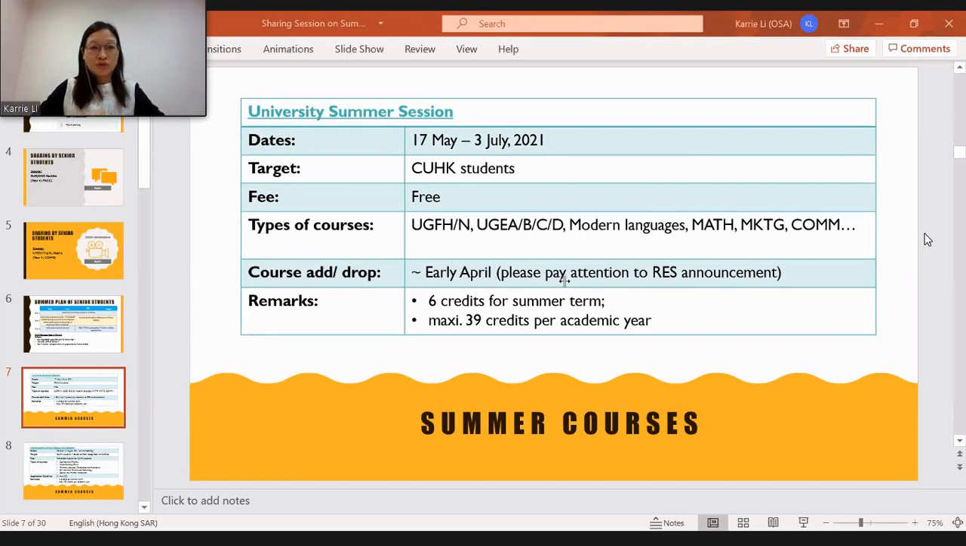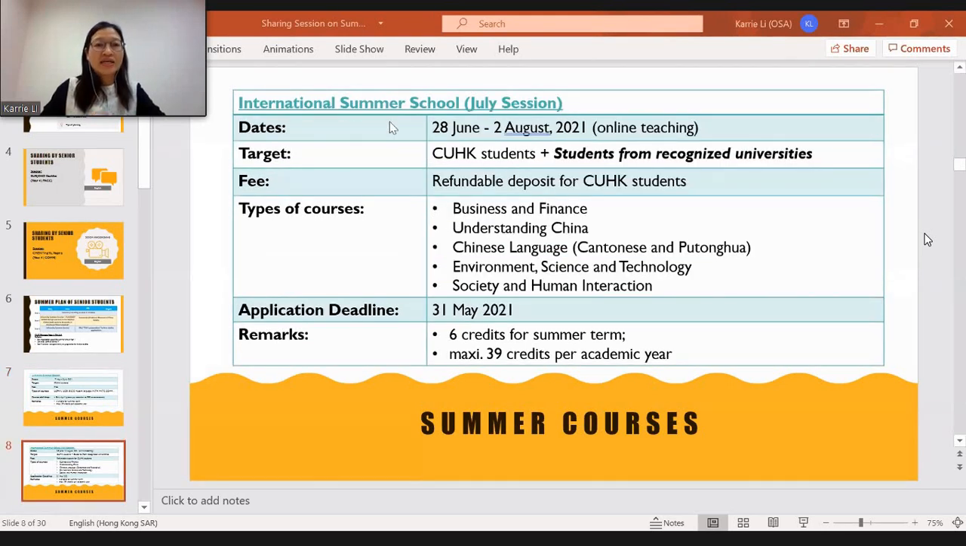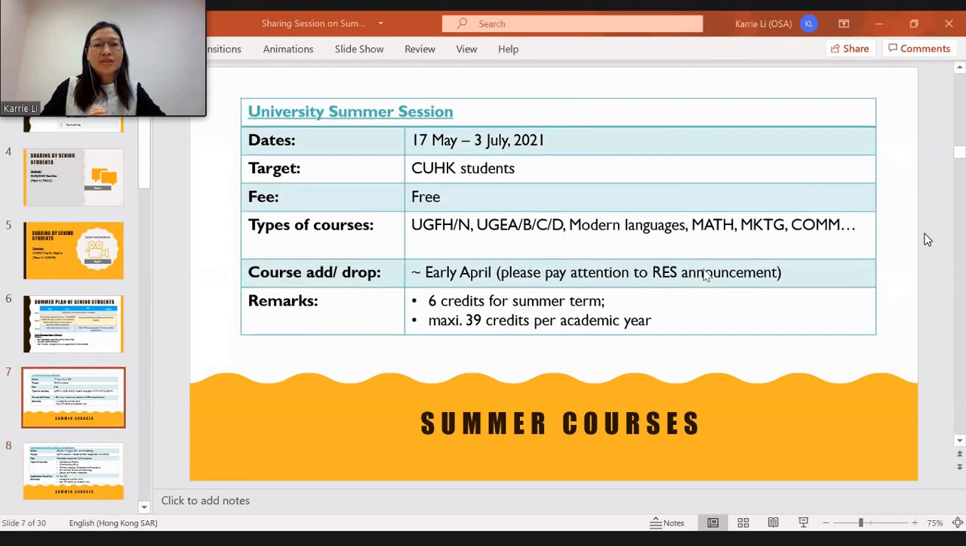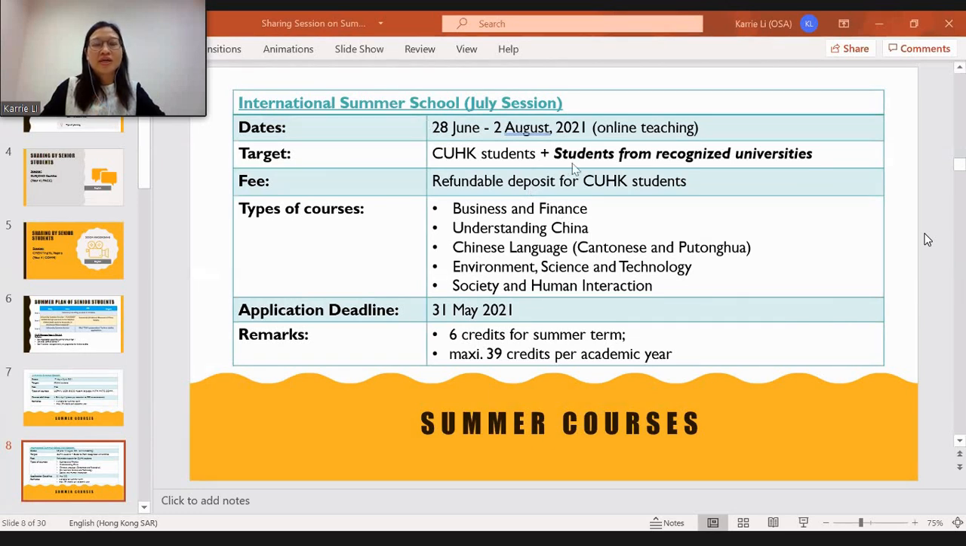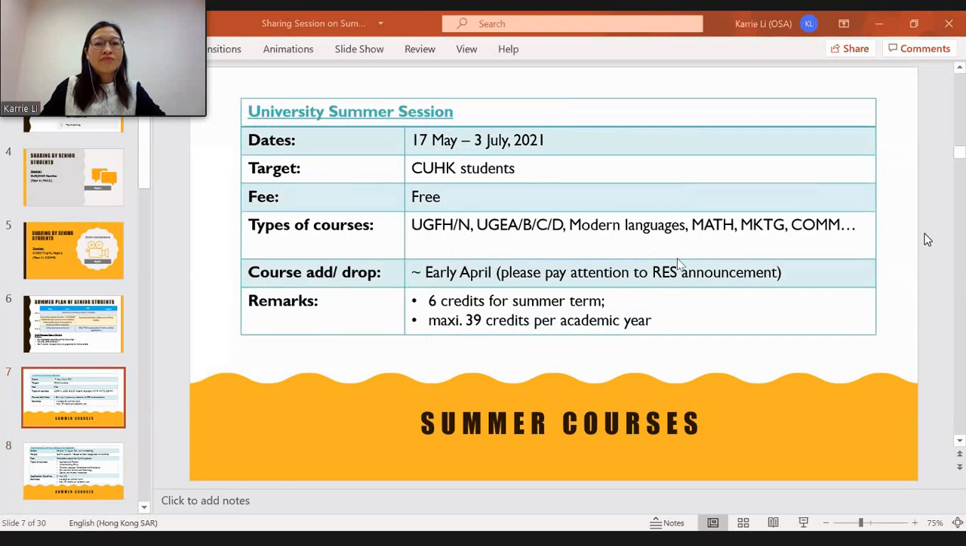So actually, when we are talking about summer courses, there are 2 types. The first type is the university summer session, and the second type is the international summer school. So what is the difference? The main difference is that the university summer session is for our students only. But the international summer school, the target students are students from other universities, but our students can also apply, okay?